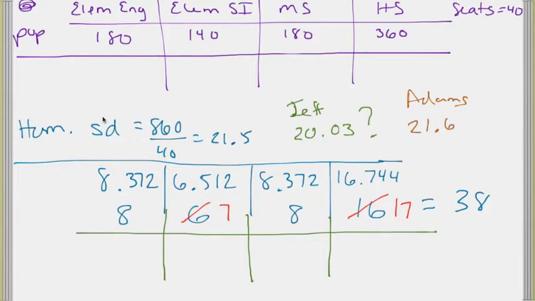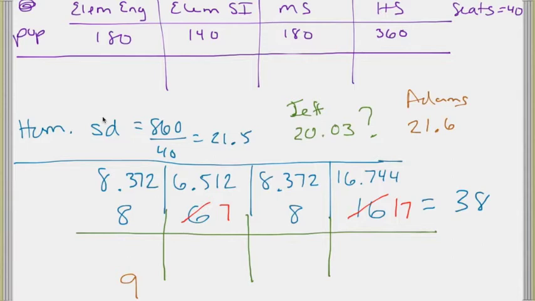So we want to go bigger than the standard. So 180 divided by 21.6 is 8.33, but I am still going to call that 9, even though it's only a 0.3. You round everything up for Adams, which is why I feel like it's going to give us too much. Yeah, 8.33, and I'm rounding that up to 9.